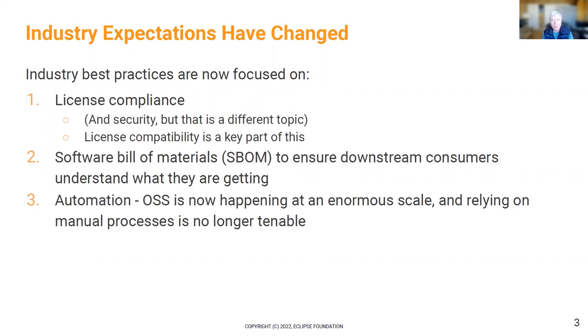Another big trend is the importance of software bills of materials, to ensure that downstream consumers understand what they're getting. There's also a link with SBOMs back to security, but simply being able to document and report what is in your software is becoming increasingly important. And finally, automation. In 2004, open source was far newer than it is today. Open source is clearly mainstream, and there's the scale at which we are doing things.